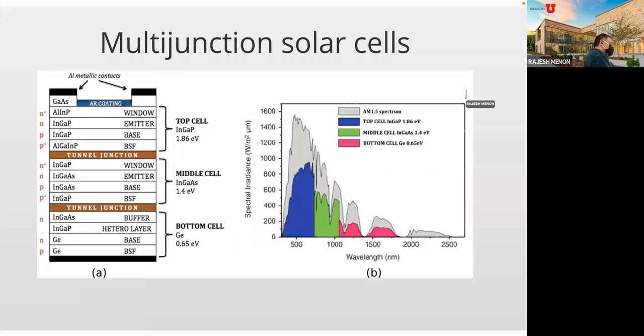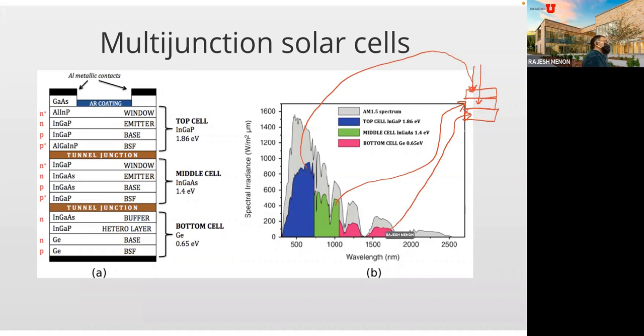So you have a top cell connected to a middle cell, connected to a bottom cell. High energy photons are absorbed in the top cell, slightly lower energy photons absorbed... Sorry, I'm getting confused here. The highest energy photons are absorbed in the top cell, the middle energy photons are absorbed in the middle cell, and the lowest energy photons are absorbed in the bottommost cell.